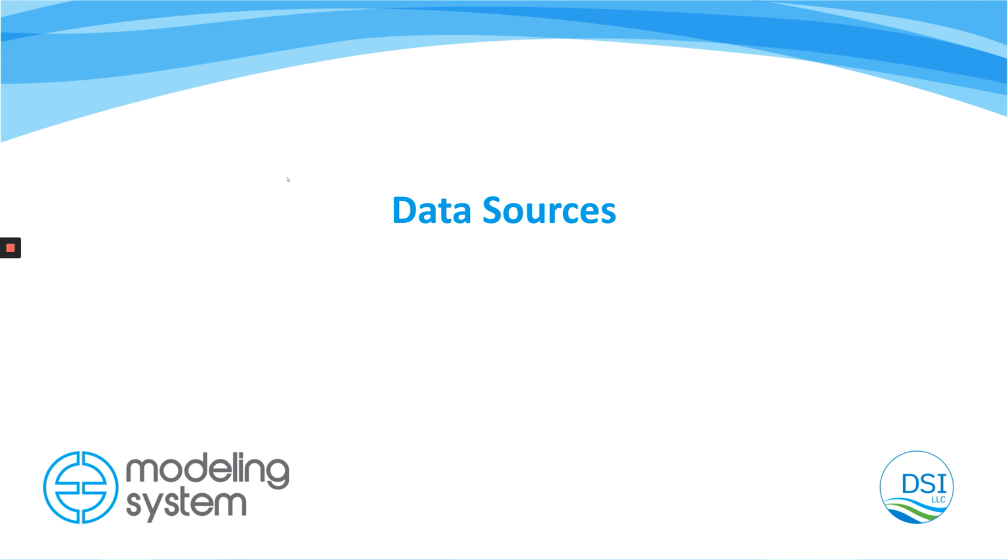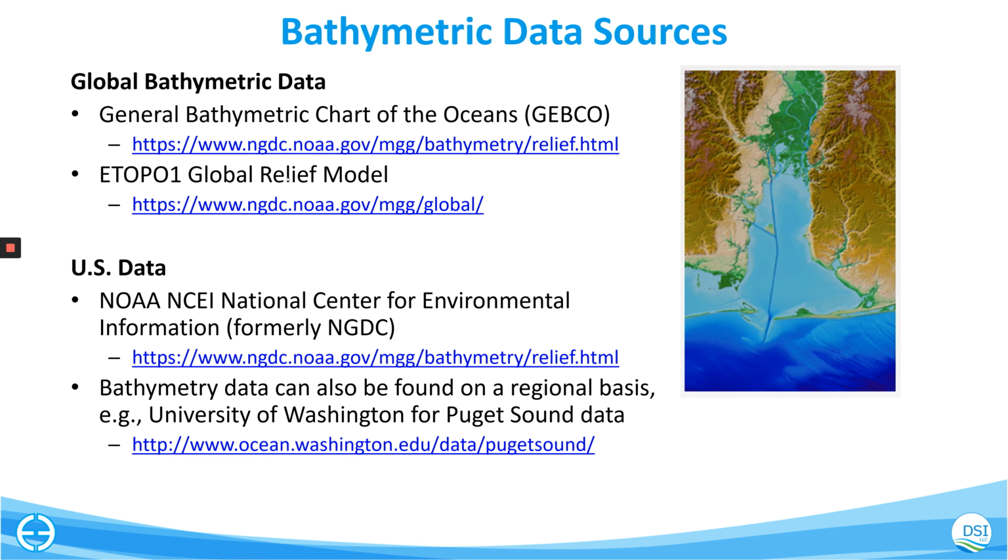So we talked a little bit earlier about how those data files might have been put together. So I'm just going to go through quickly where you might find some data to put into your coastal and estuary models. So NOAA has the general bathymetric charts of the ocean. These would be really useful for setting up a coastal boundary, a coastal model. We also have other data sets available through the NOAA.